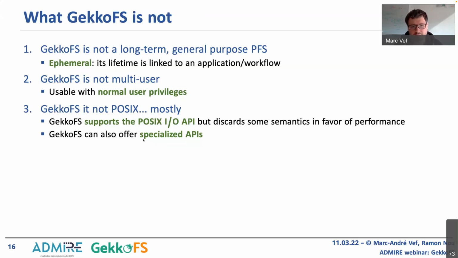And again, GekkoFS cannot really be considered POSIX, although the IO operations are strongly consistent. We support most of the POSIX IO API, but we discard some of the semantics in favor of performance. We're also able to offer specialized APIs. So I've talked about the IO library. We can also do that. You can directly link it to your application and then use it without LD preloading or without preloading the file system.